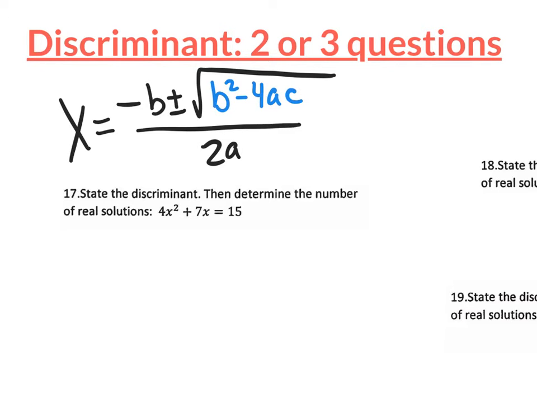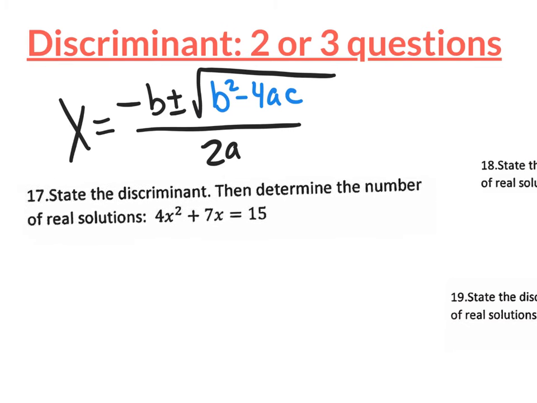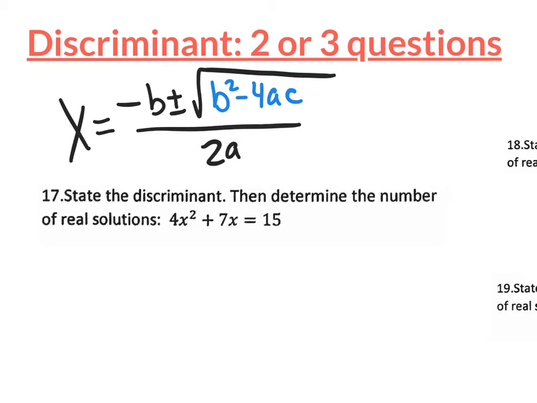So once again, before even determining the discriminant, you need to have it in standard form so you could identify the A, the B, and the C. And in this case, as you could see, the 15 needs to be moved over. You need to have the equation set equal to 0. So your new equation is really 4x squared plus 7x minus 15 equals 0.